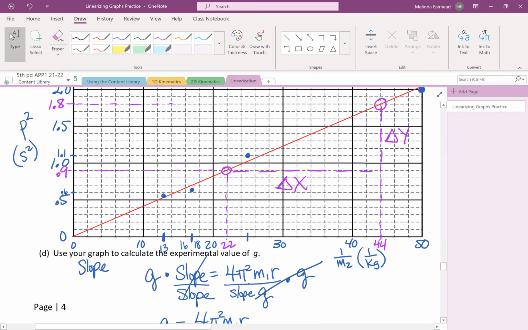And then I'm going to go down below to do my slope. So that rise over run. I get 1.8 minus 0.9 over 44 minus 22. And so 0.9 over 22.